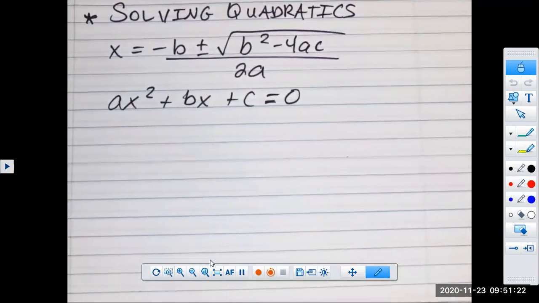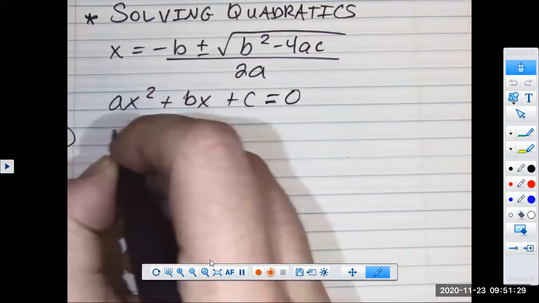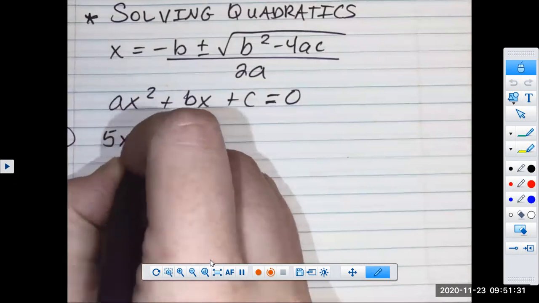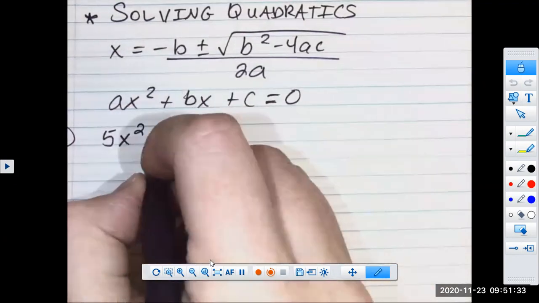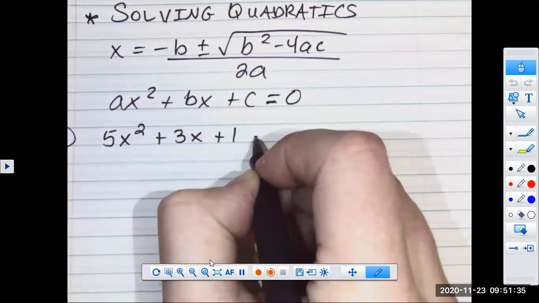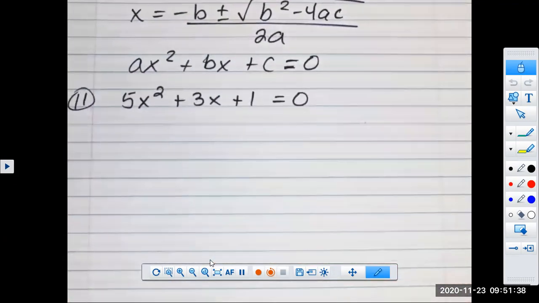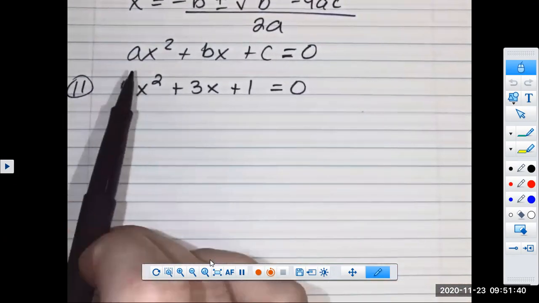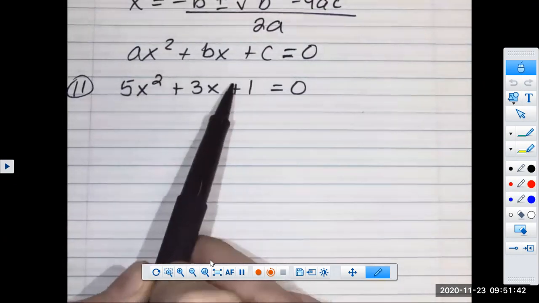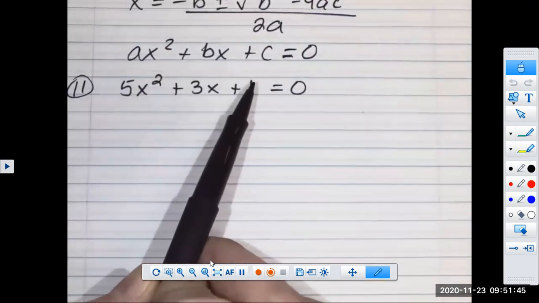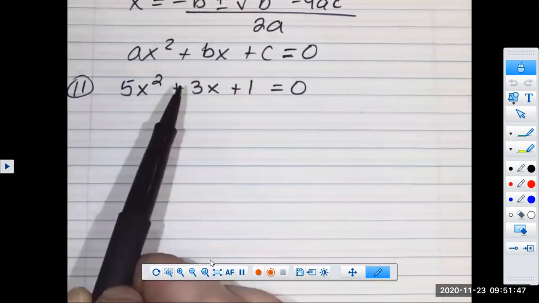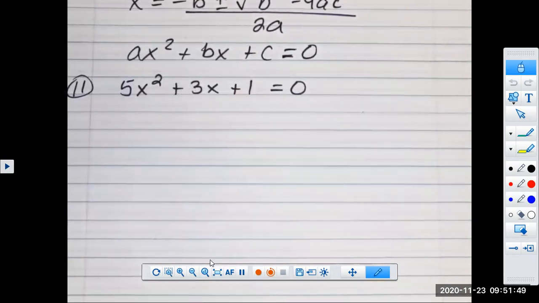You will not be able to factor any of these quadratic equations in this section, although you can attempt to see if they will. And this is number 11. It asks you to solve 5x squared plus 3x plus 1. It's already set equal to 0 for you. Notice that even if you did take 5 and multiply it, you would have 5. And the only two numbers that multiply to 5 are 5 and 1, and they do not combine to give you 3. So that's why it doesn't factor. You have to use the quadratic formula in this case.